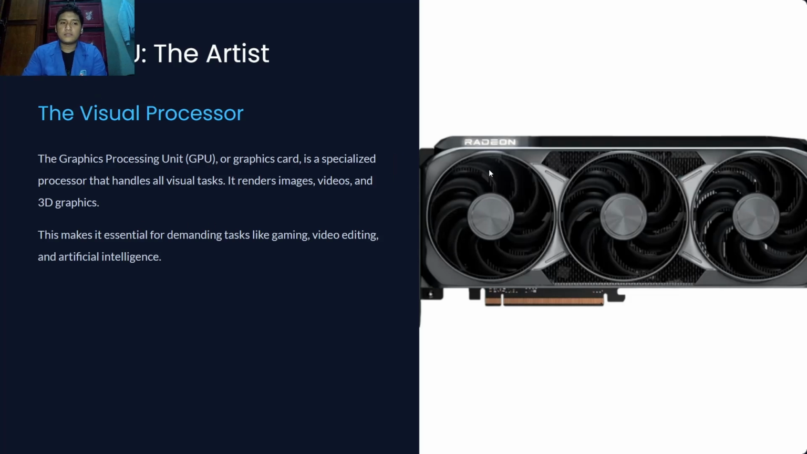Okay, the next one is the GPU, the artist, or the visual processor. It's the video graphics card, especially when you're rendering images, videos, or 3D graphics. The GPU is used for smooth operation in things such as video editing, gaming, or artificial intelligence. It's using the GPU for running programs smoothly.